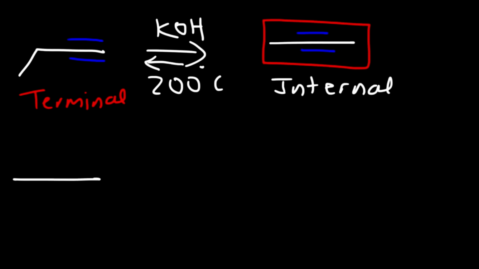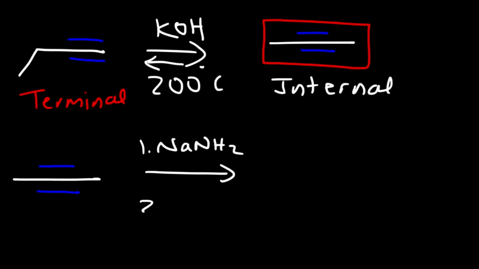Now, if you have the internal alkyne, and if you want to get the terminal alkyne, you need to use sodium amide followed by water. And this will isomerize to the terminal alkyne.